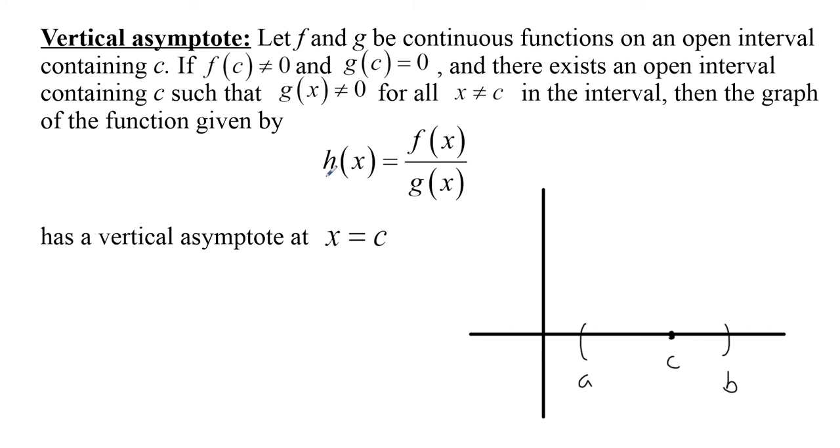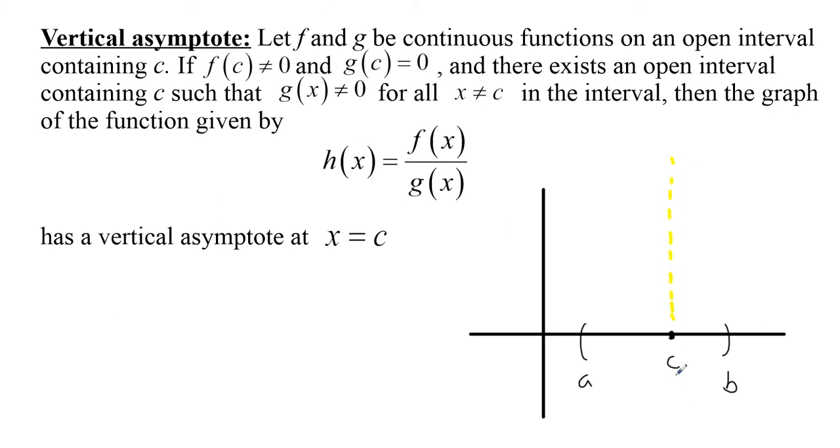All right. So f of c cannot be equal to 0, and g of c would be equal to 0. There exists an open interval containing c such that g of x is not equal to 0 for all x not equal to c in the interval. Then the graph of the function given by this function, so the only place on this interval is where g of c is equal to 0. That's the only place on this interval, according to the definition. Then we know we have to have a vertical asymptote.